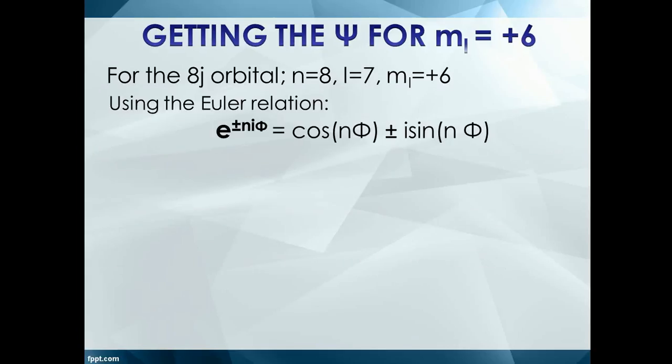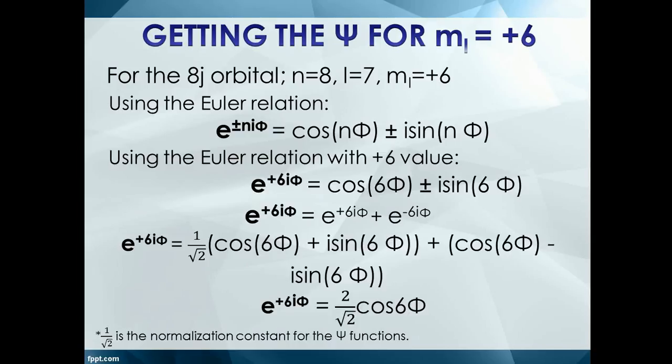Then, using the Euler relation e raised to plus or minus inφ, we get the relation cosine nφ plus or minus i sine nφ. Using the Euler relation for the equation with the positive 6 ML value, we get e raised to positive 6iφ is equal to cosine 6φ plus or minus i sine 6φ. Expanding the equation, we get e raised to plus 6iφ plus e raised to negative 6iφ.